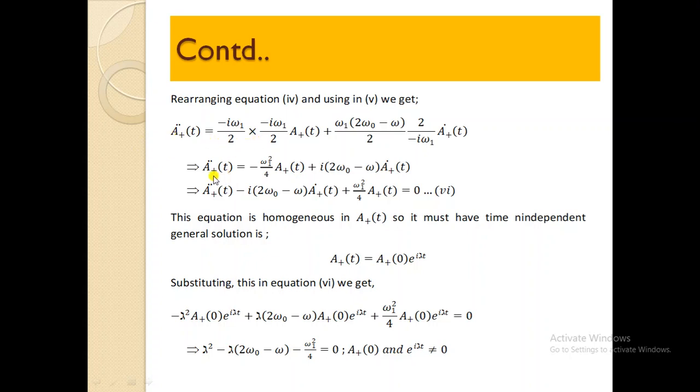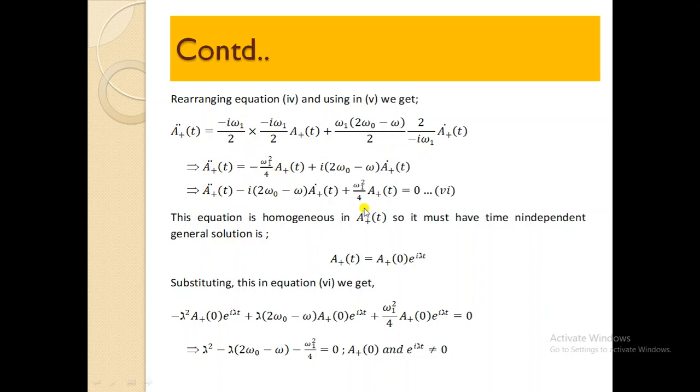where all the terms are in the form of a_plus(t). Here is also a_plus double dot(t), and here after arranging minus into minus, plus, i squared, minus 1. So minus ω1 into ω1 squared, 2 into 2 is 4, and a_plus(t). And here 1 divided by minus i would be i, and the 2 and 2 cancel, ω1 cancels, i(2ω0 − ω) from here, and then a_plus dot(t). Now we can see in this equation all the terms contain a_plus(t), so this equation became homogeneous.